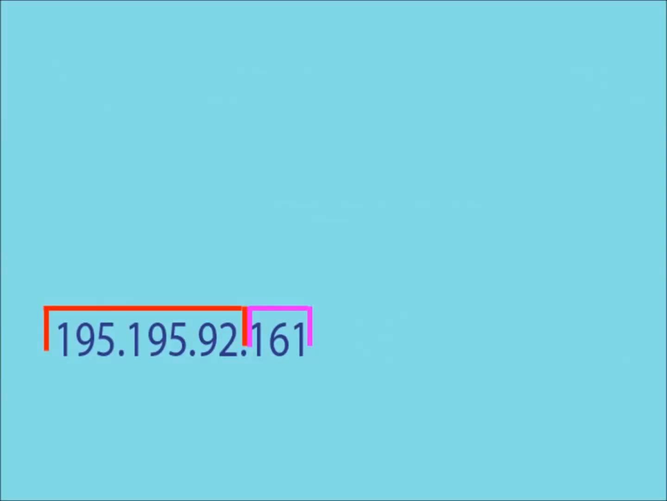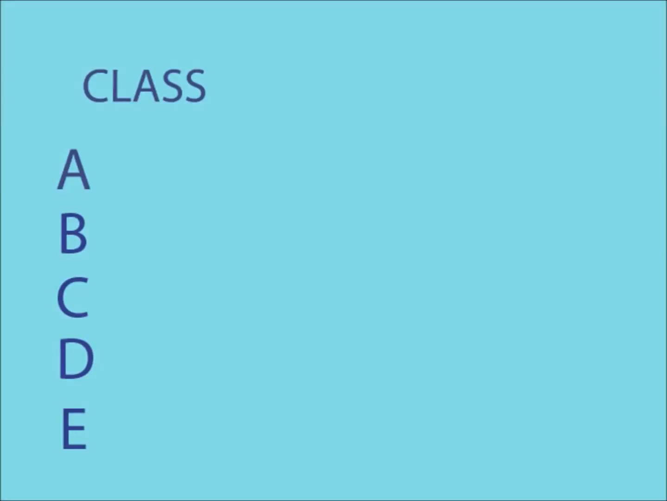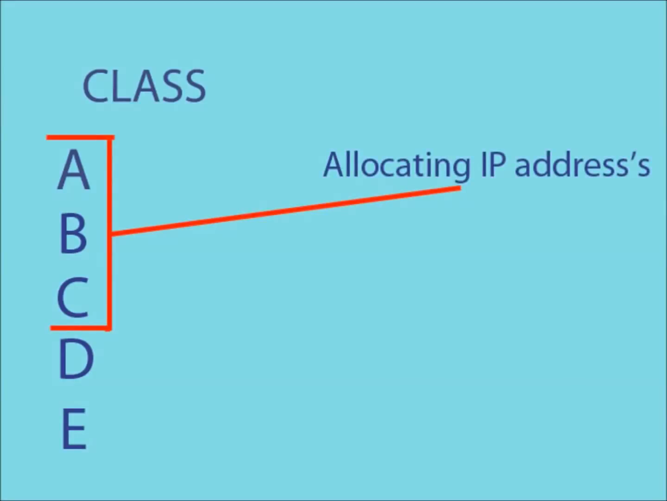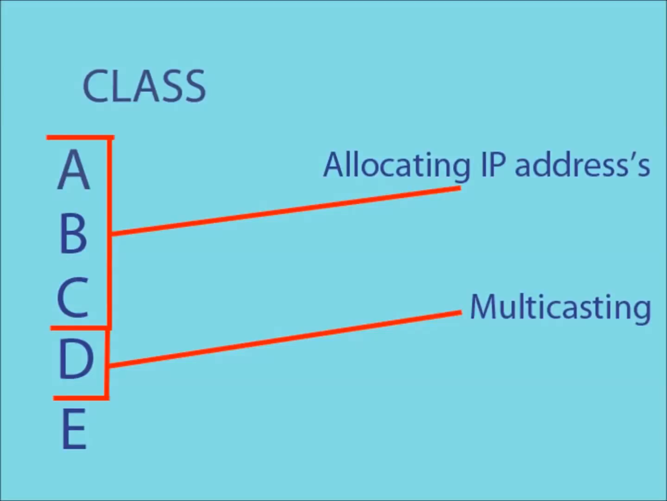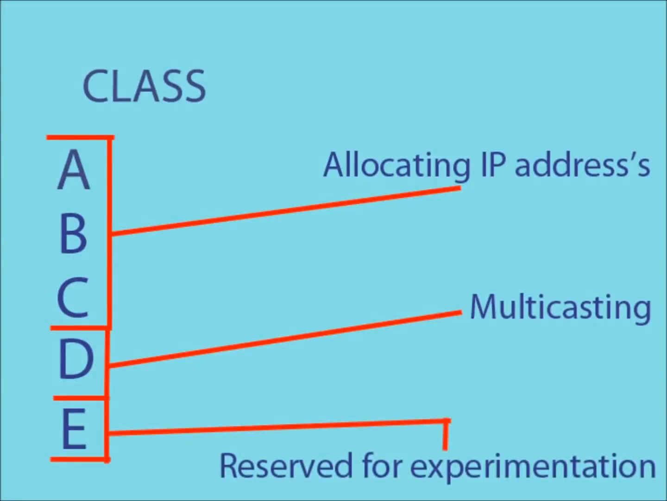In this example, the first 3 decimal numbers are used to identify the network. This, however, is not always the case. This is because the part which defines the network code in an IP address depends on its class. There are 5 different class types of IP address: A, B, C, D, and E. Each of these classes has a specific function. A through C are used for allocating IP addresses. D is used for multicasting, and E is reserved for experimental use.